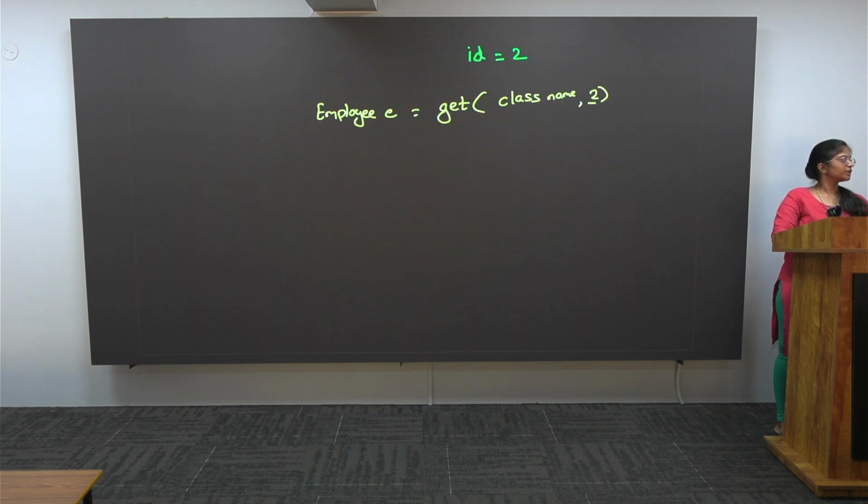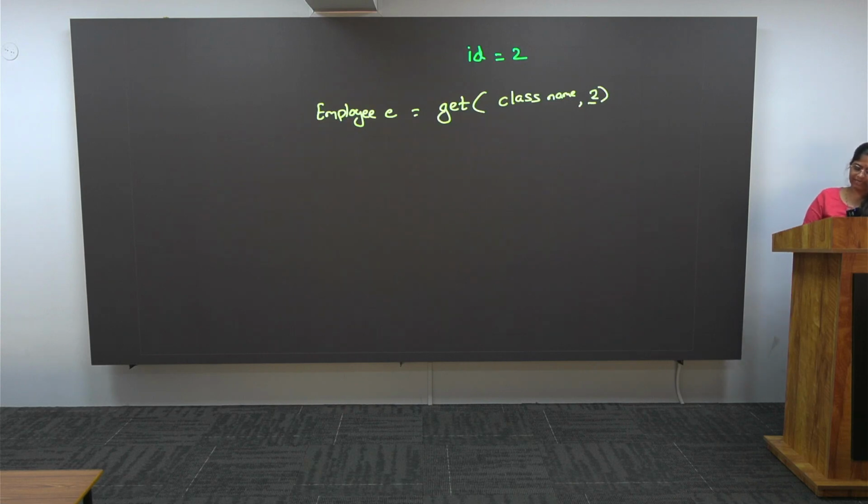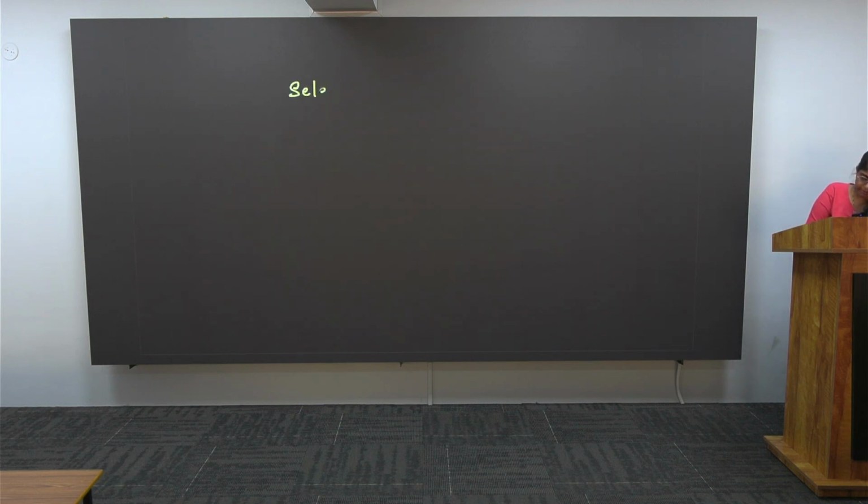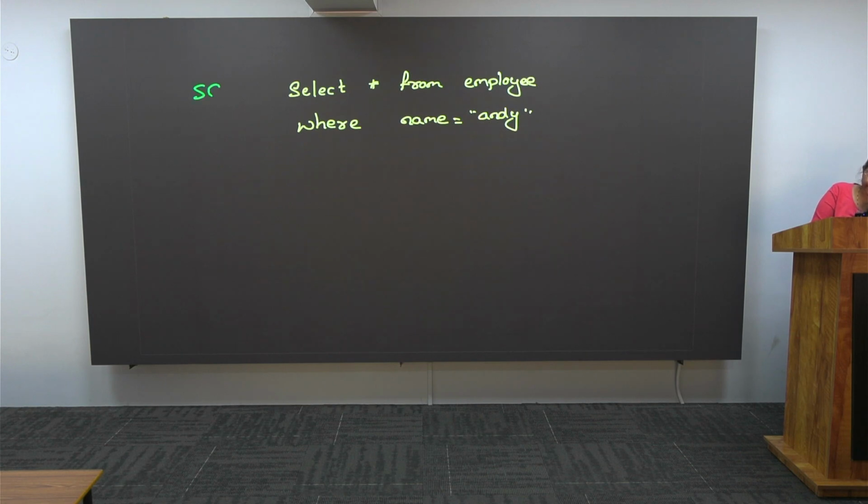So now you tell me, in the database, I want to extract data whose name is Andy. What is the query you will be writing? Select star from employee where name equal to Andy. This is your SQL query which you will be writing. Correct or not? Now, when it comes to an HQL query, how exactly should it be?